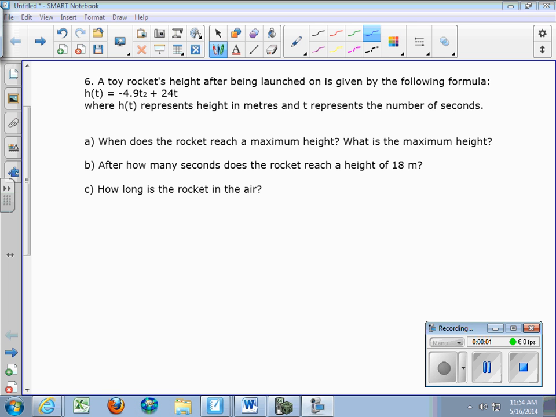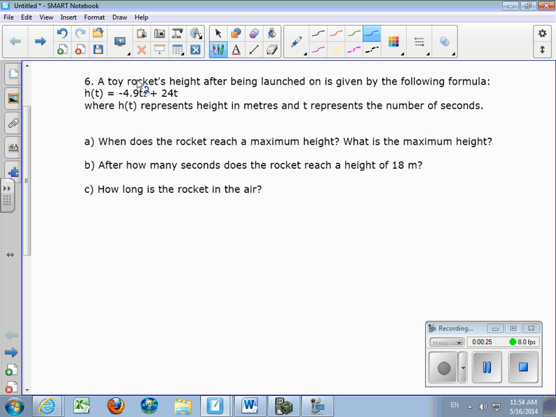In question number 6 from Check Your Understanding in Module 6, Lesson 1, we have a toy rocket's height after being launched, given by the following formula. h of t is negative 4.9 t squared plus 24t, where h of t represents height in meters and t represents the number of seconds. When does the rocket reach a maximum height? What is the maximum height?